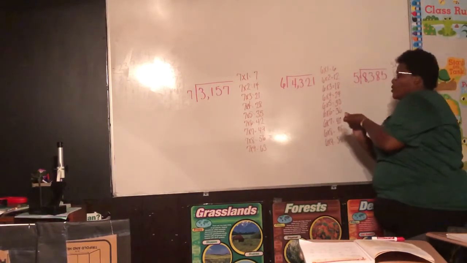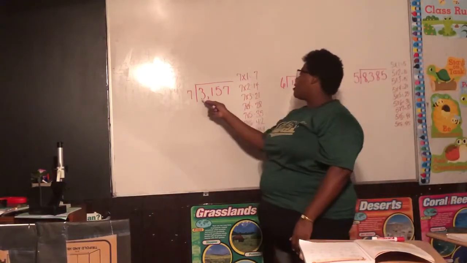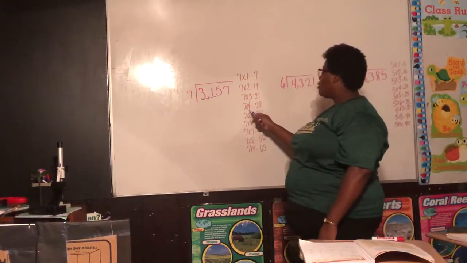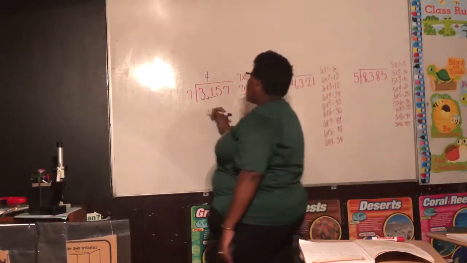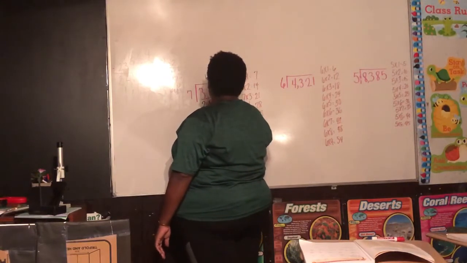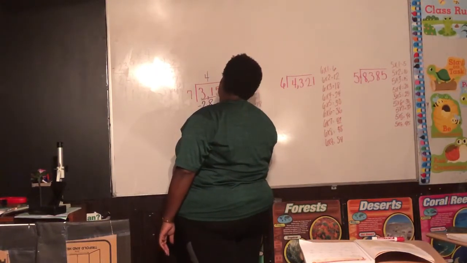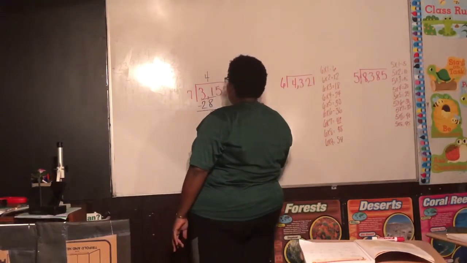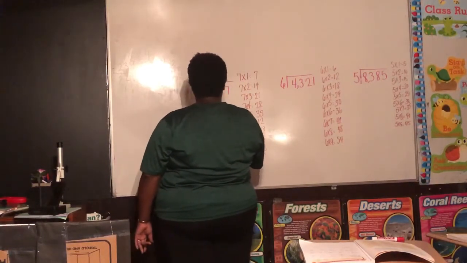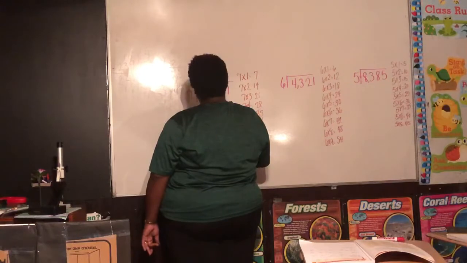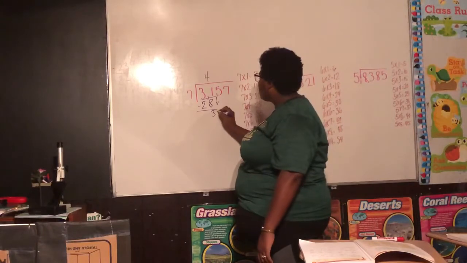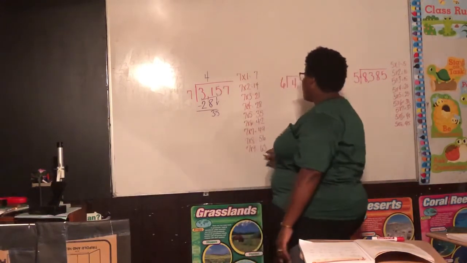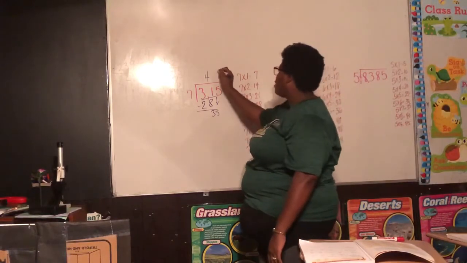Okay, so can 7 go into 3? No, but 7 can go into 31. It can go into 31 4 times. 4 times 7 is 28. We're going to subtract. 31 minus 28 is 3. Bring down your 5. 7 can go into 35 5 times, because 5 times 7 is 35.